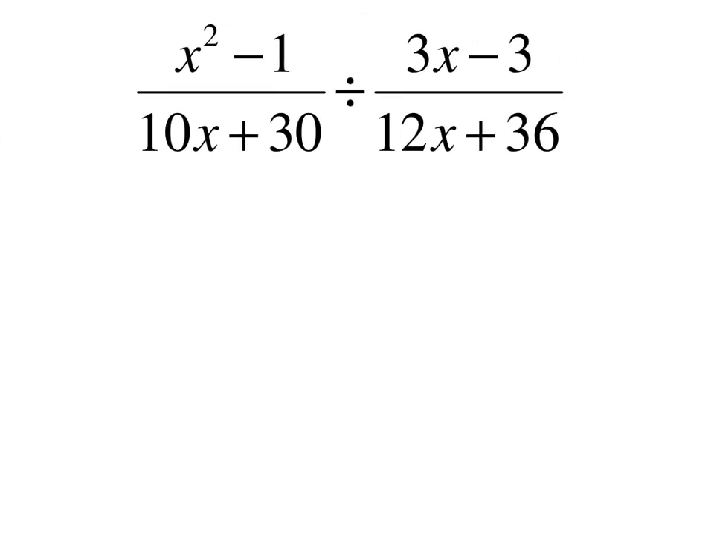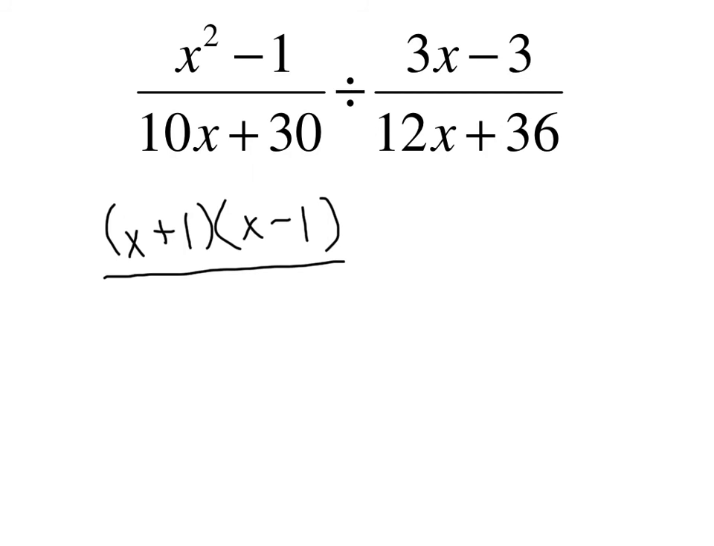All right, we know we have to factor these, and you know, I'm lazy. So what I'm going to do is factor as I flip them, just so it won't take so long. So the numerator x squared minus 1, we can factor that. That's a special product. What is it? It's the difference of perfect squares. What about 10x plus 30? Can you factor that?